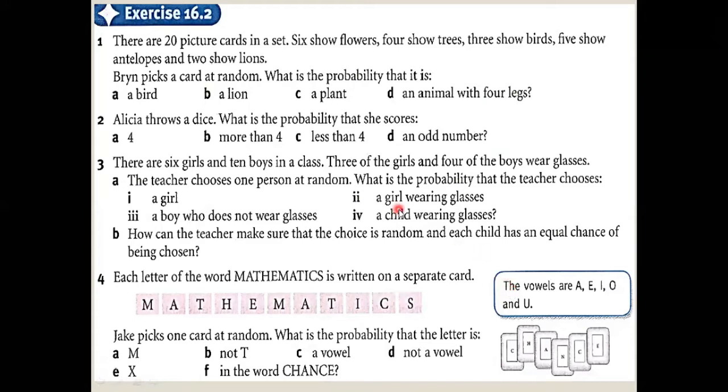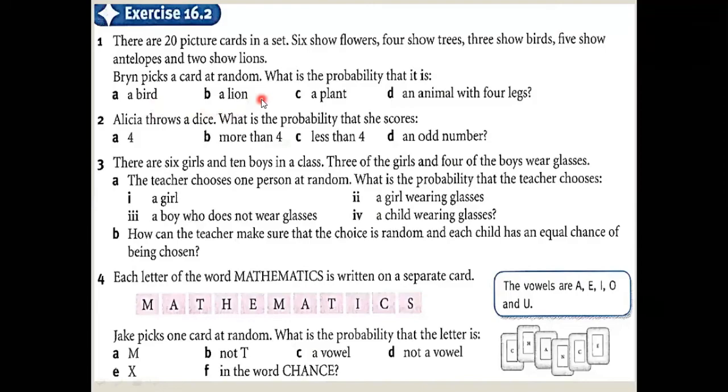Now here is question number 1. It is so simple. Okay, there are 20 pictures in the set of cards. Means 6 flowers, 4 trees, 3 birds, 5, like that. So what is the probability that when you receive, it should be a bird, and we know that total pictures should be 20. So first thing we are just finding birds. How many birds? 3 birds. So we say 3 by 20.